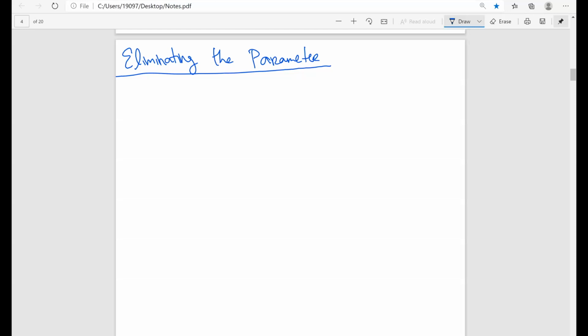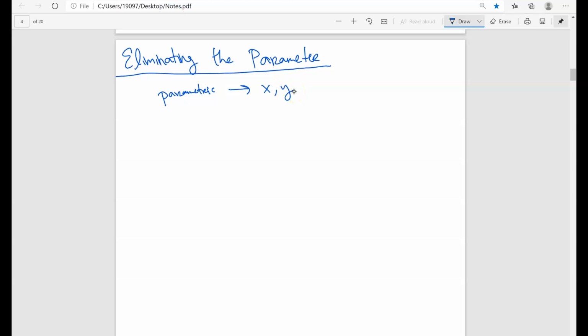So in this video, we will be talking about eliminating the parameter. We were talking about parametric equations and how we can graph them, how we can parametrize them. And now what we want to do is, given a parametric equation, so if I give you some equations in parametric form, you want to turn them back into x and y.